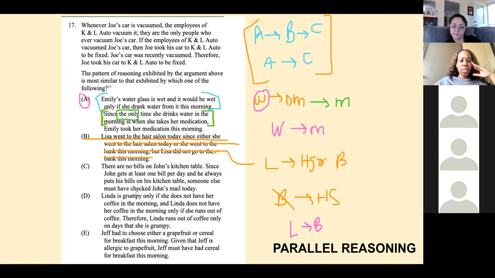All right. So C says there are no bills on John's kitchen table. Since John gets at least one bill per day and he always puts his bills on his kitchen table, someone else must have checked John's mail today. That's just irrelevant, right? That's not going from A to B to this. It's saying, hey, this normally happens. Since it didn't happen, someone else must have done it. So we can cross C off.